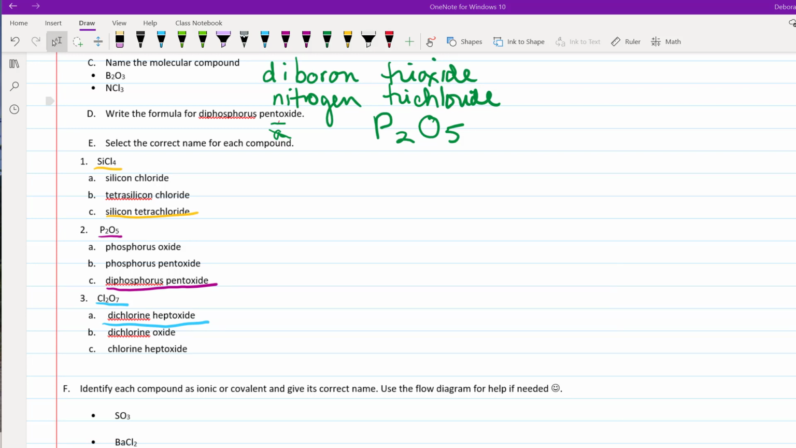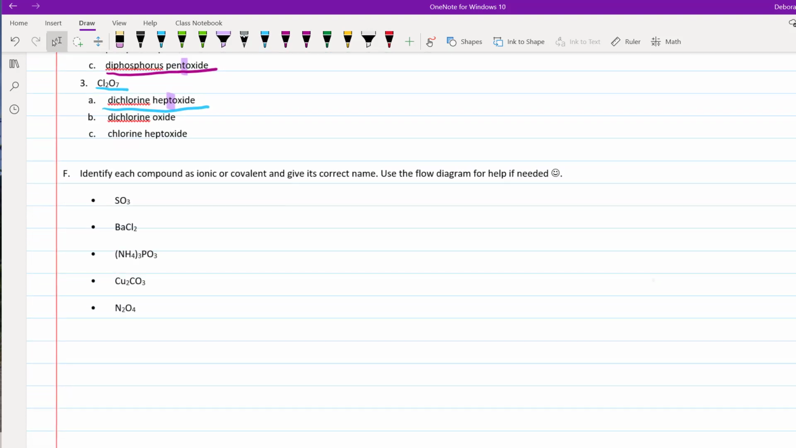All right, so SiCl4 is silicon tetrachloride. So you see that down here as a letter C, silicon tetrachloride. P2O5: did you get diphosphorus pentoxide? And Cl2O7 is dichlorine heptoxide. And again, notice on the prefixes that the A got dropped in the hept and the pent. It's just an easier way to pronounce it with that A not being there.